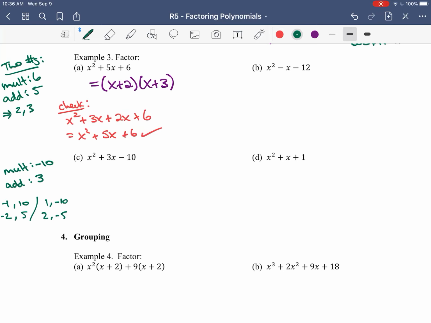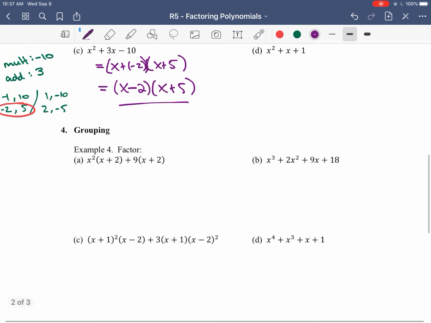Now we just have to look at all these pairs and see which ones add to 3. It turns out that negative 2 and 5 add to positive 3. So that means that this polynomial factors as x plus negative 2 times x plus 5, which obviously we might want to write as x minus 2 times x plus 5. And again, you could check that if you want, but I'm not going to do that here.